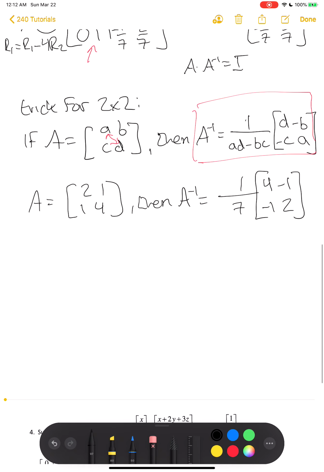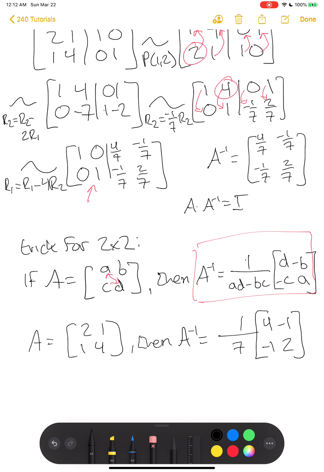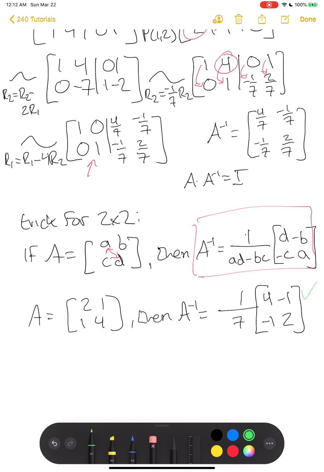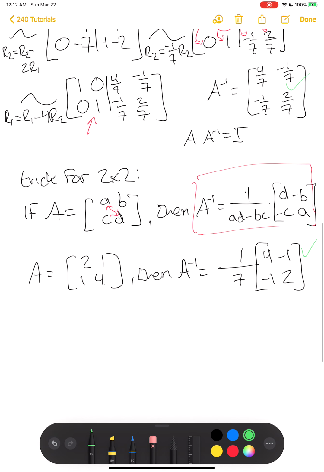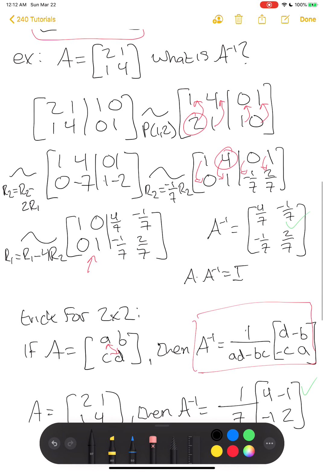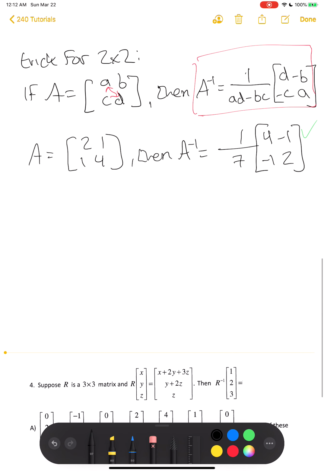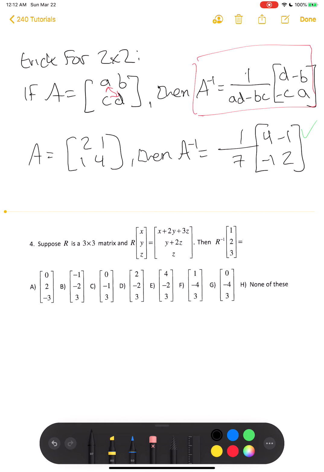So as you can see, if I were to distribute the 1/7 in here, these match up perfectly well. So I'm content that the formula works. I'm also content that we did the row reduction properly. And that's just the algorithm for finding the inverse of a matrix. So it gets more complicated a little bit as you go to 3 by 3 cases, but it's the same process.